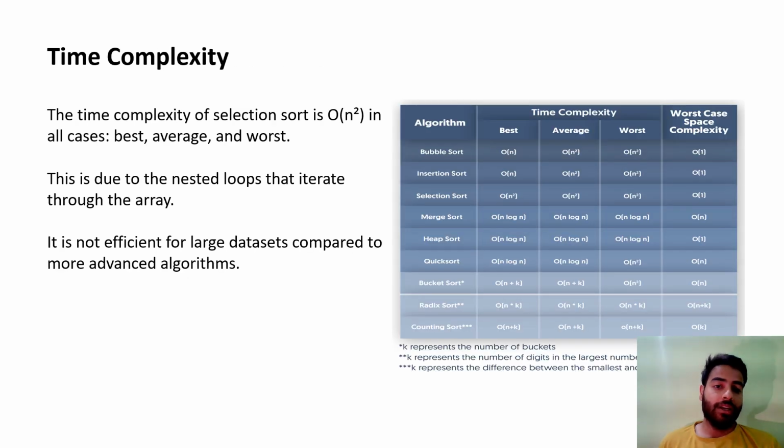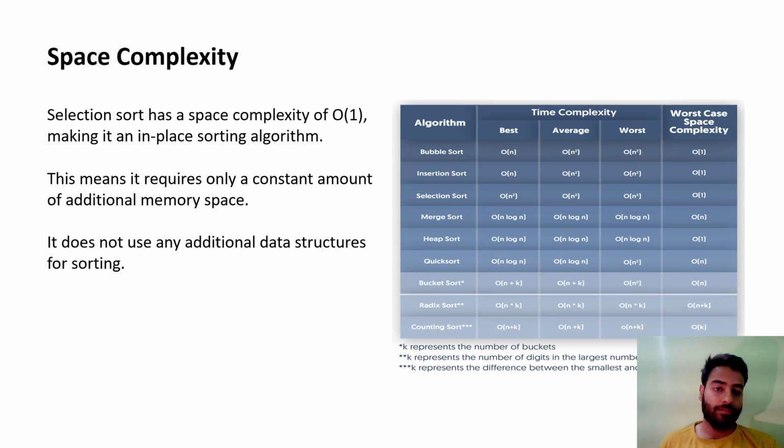Time complexity. The time complexity of selection sort is O(n²) in all cases: best case, average case and worst case. This is due to the nested loops that iterate through the array. It is not efficient for large data sets compared to more advanced algorithms.